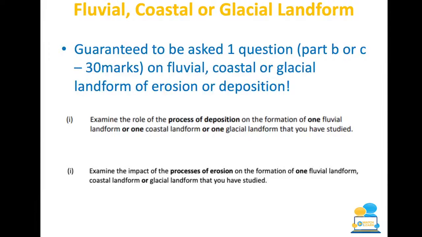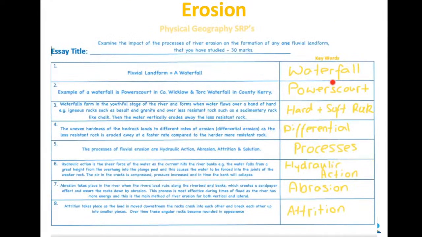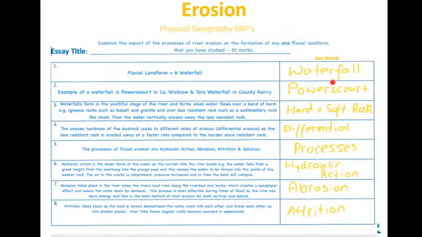Okay, this is again using my revision sheets. So using the revision sheets here, what we have is the entire question done now. So we've got the heading, the essay title, we've got the keywords, and we've got then the SRPs, and they're all broken up. So this is one SRP, 2, 3, 4, 5, 6, 7, 8, and so on.